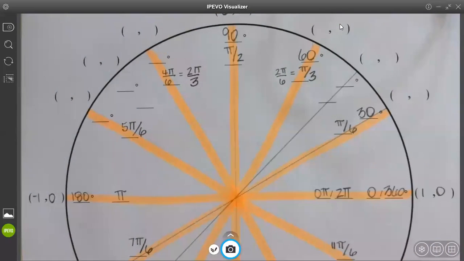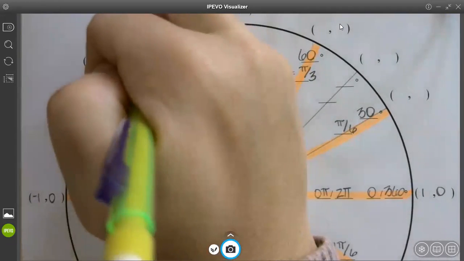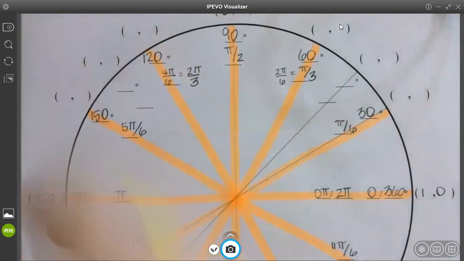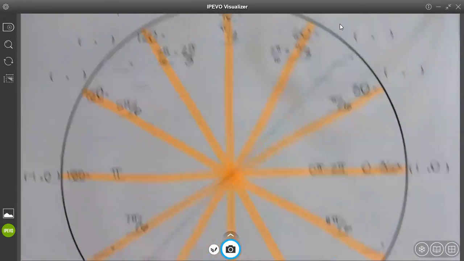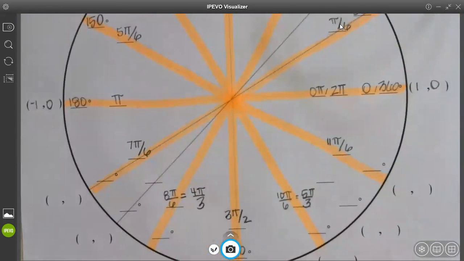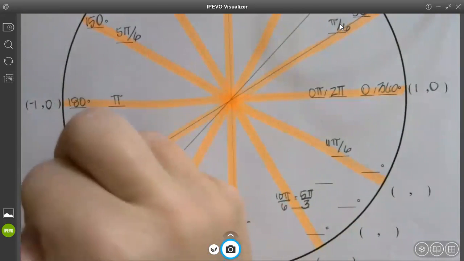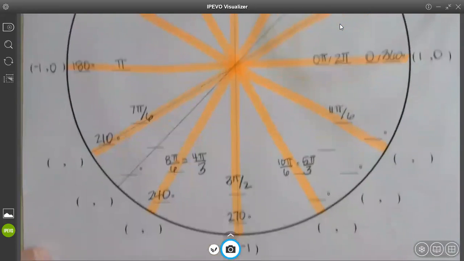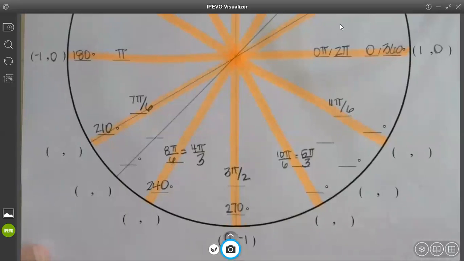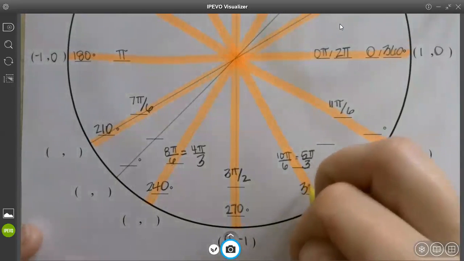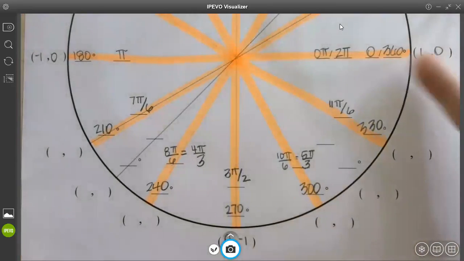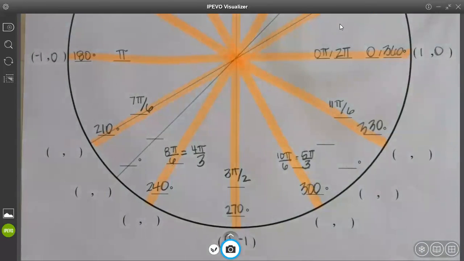And then we have 90 plus 30 is 120, plus 30 is, there's our 180, plus 30 is 210, plus 30 is 240, plus 30 is, there's our 270, plus 30, plus 30, plus 30 is 360.